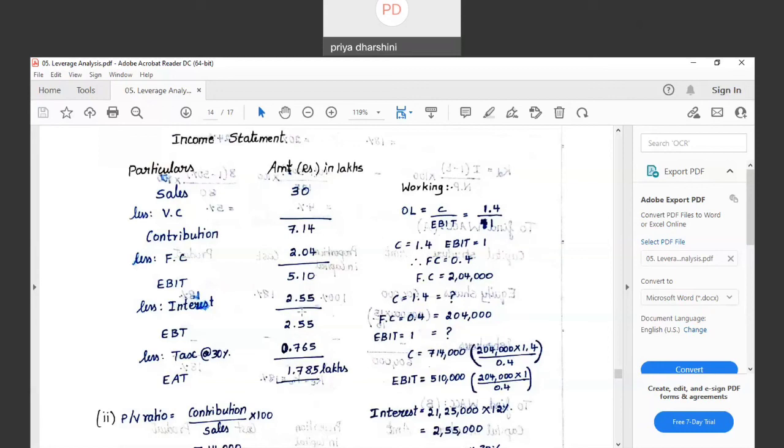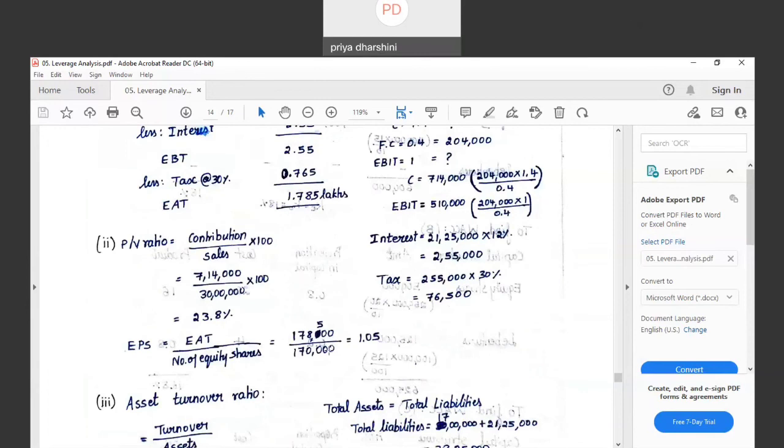Having arrived at EBIT minus interest, EBT minus tax at 30%, you get earnings after tax. What is the question? The question is calculate PV ratio. How do you measure PV ratio? You know contribution now. You also know sales. PV ratio is contribution divided by sales into 100. How do you measure earnings per share? Earnings after tax divided by the number of shares. How many number of shares? They have told equity share capital is 17 lakhs of rupees, 10 each, which means it is 1,70,000 shares. Earnings per share is earnings after tax divided by number of equity shares. Hence, you get the earnings per share.